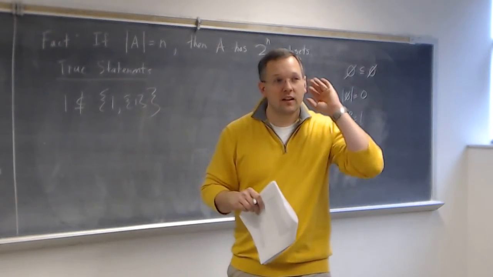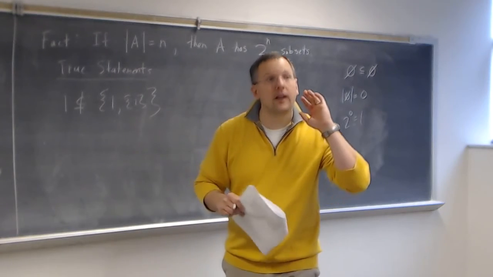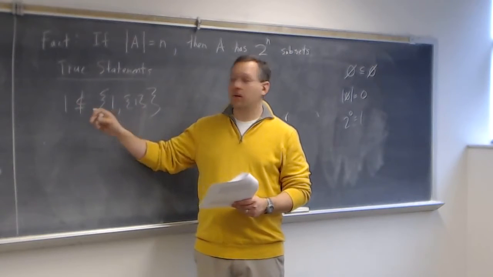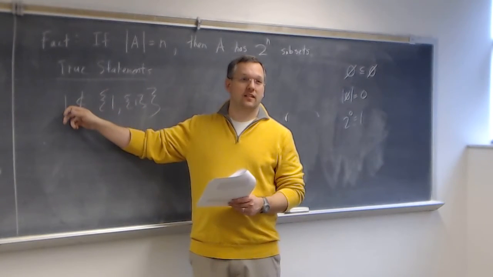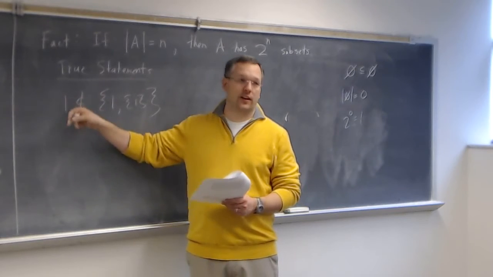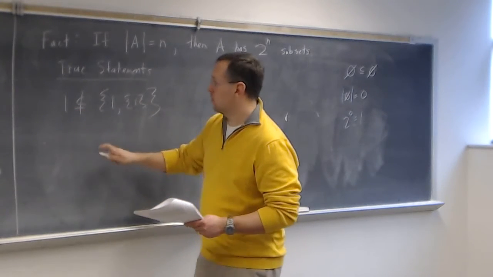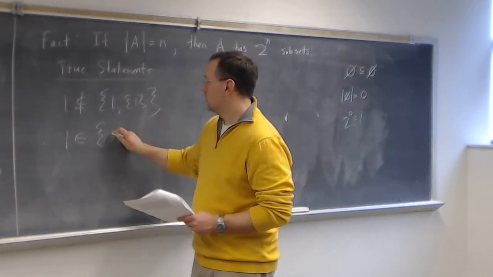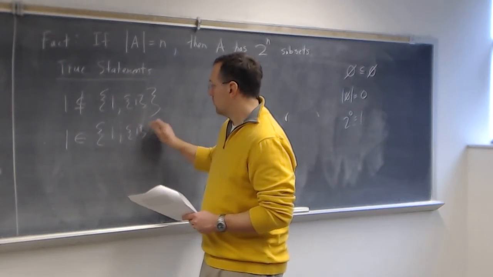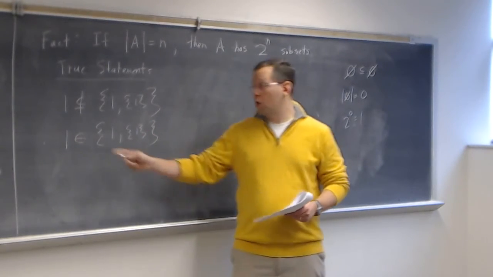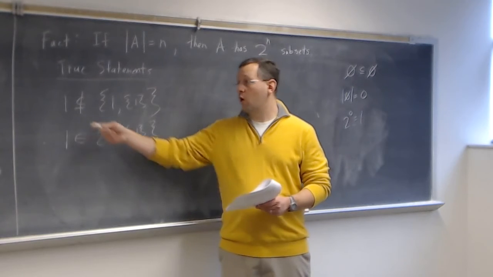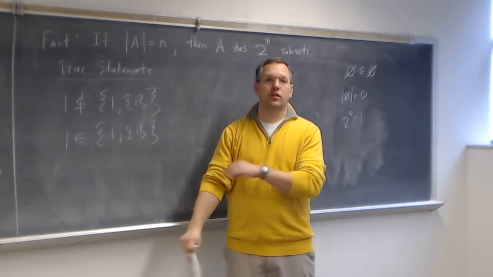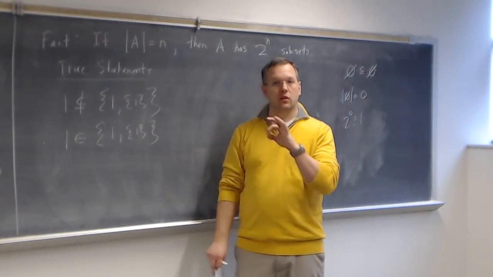Sorry? 1 isn't a set. 1 isn't a set, exactly. So this is an element of this set, but the number 1 is not a set. Right? It would have to be a set over here. So another statement that is true: 1 is an element of this set, but 1 is not a subset of this set. Okay? So it's making you think precisely about the notation.